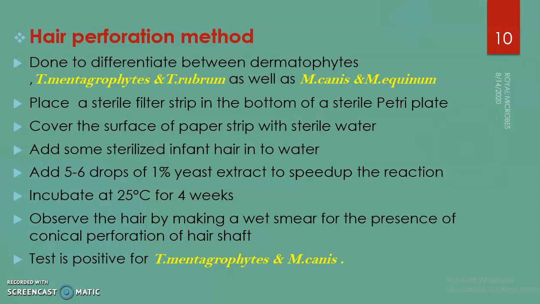That is, all are able to cause various human infections, that is dermatophytosis. So, it is very necessary to differentiate these dermatophytes. For differentiation of dermatophytes, we can use hair perforation method. Here, a sterile filter paper strip is taken and placed in the bottom of a sterile Petri plate. Cover the surface of the paper strip with sterile water. Then add some sterilized infant hair into the water.